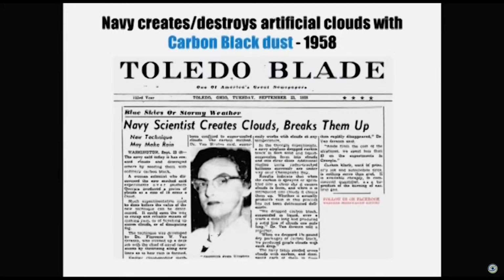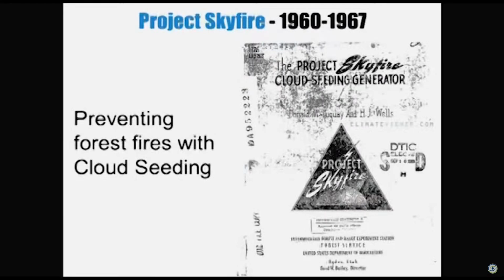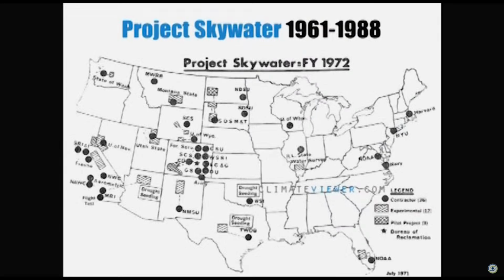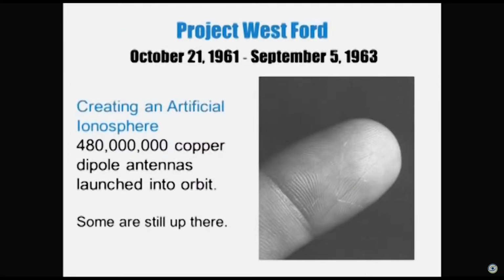Now, our previous speaker spoke about soot. That's the other term for carbon black dust. So they were putting carbon black dust in the sky, making clouds, and destroying them with a dry version. They had preventing forest fires with cloud seeding with Project Skyfire, and Project Skywater quickly expanded the United States federal involvement in weather modification. You can see contractors, experimental, pilot projects, and Bureau of Reclamation, everybody's favorite. Now they modify the weather.